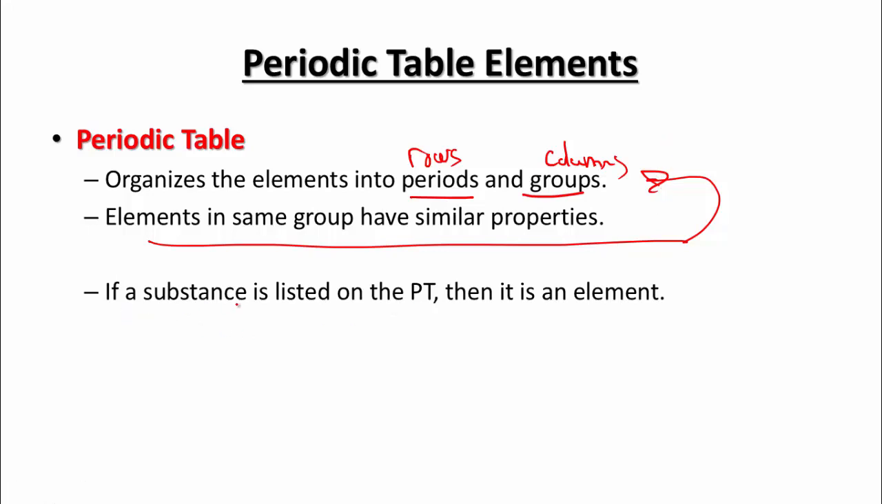If a substance is found in the periodic table, it's an element. A little bit later in this chapter, we're going to be asking you to classify things as elements, compounds, and mixtures. And if you don't know what it is, look on the periodic table, and if you see it, it is an element.